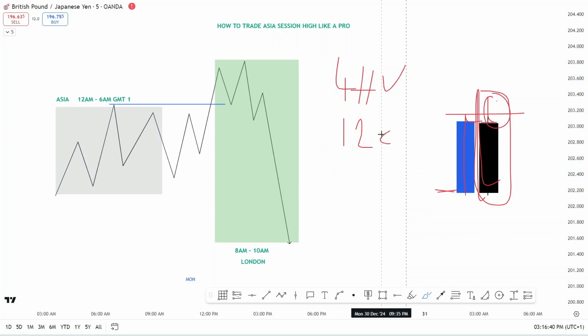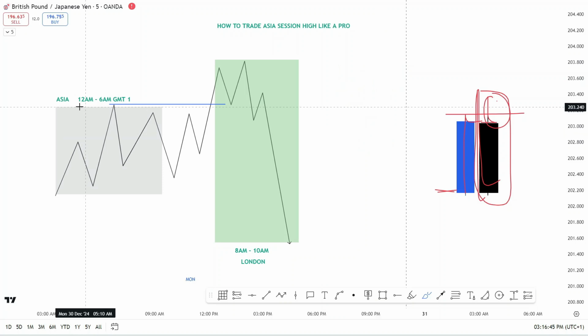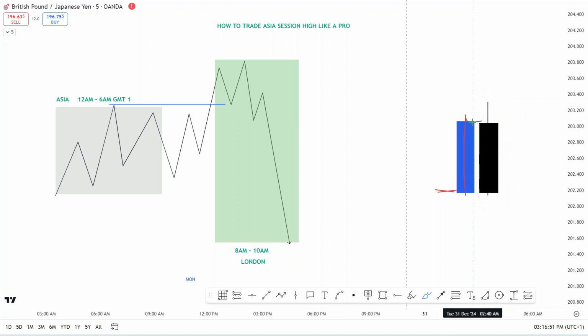Now what can we do with this information? How can we use it? You see, immediately the Asian session is going to close with the body, let's say this 4 hour candle. So let's say it closes and the next 4 hour candle has opened and price trades above. First, we need to know our buyers.